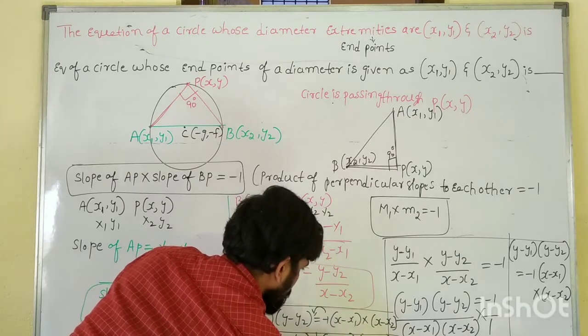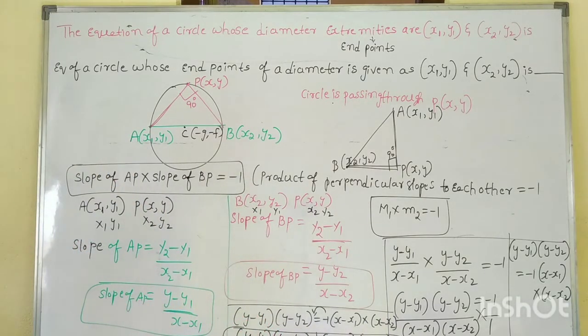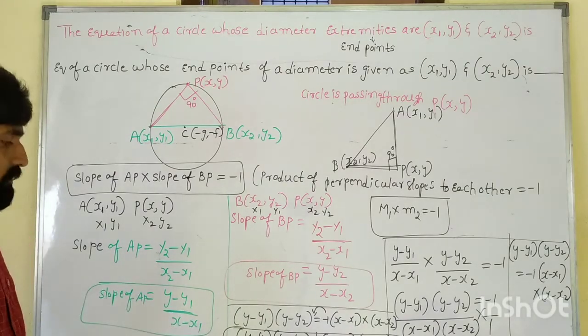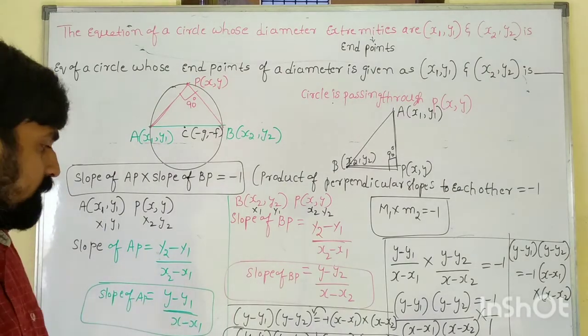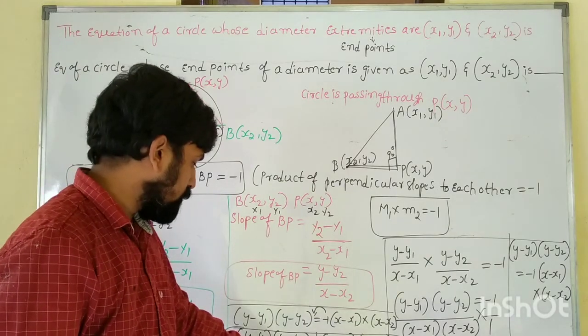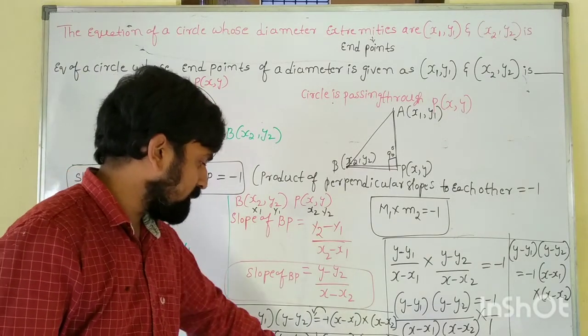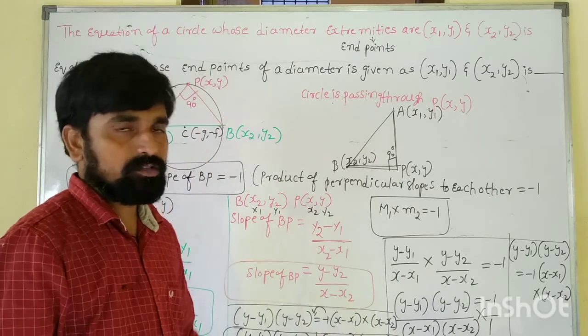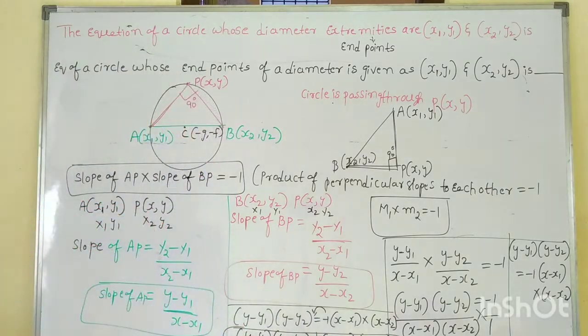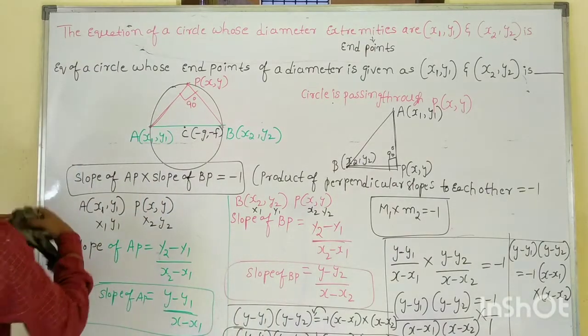So this is the equation of a circle. When the diameter is given, the formula is (y minus y1) into (y minus y2) plus (x minus x1) into (x minus x2) equals 0. This is the equation of a circle. You can note it down.